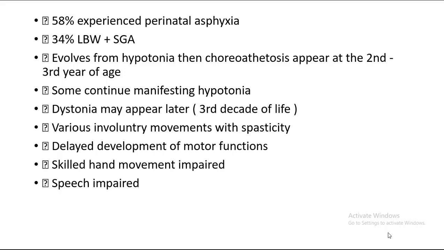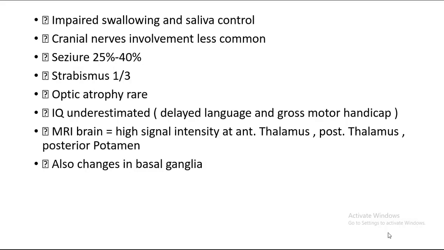Initially, the child may not show the dyskinetic movement. The child initially may be hypotonic, and then choreoathetosis appears in the second and third year of life. This is one example of how cerebral palsy sometimes can show progression of the peripheral signs or symptoms. There is speech impairment, impaired skilled hand movement, and delayed development of the motor function. There is impaired swallowing and saliva. Again, seizure can occur in 25 to 40% of the cases. And the MRI shows high signal intensity at the anterior thalamus, posterior thalamus, or posterior putamen. These are the extrapyramidal system.